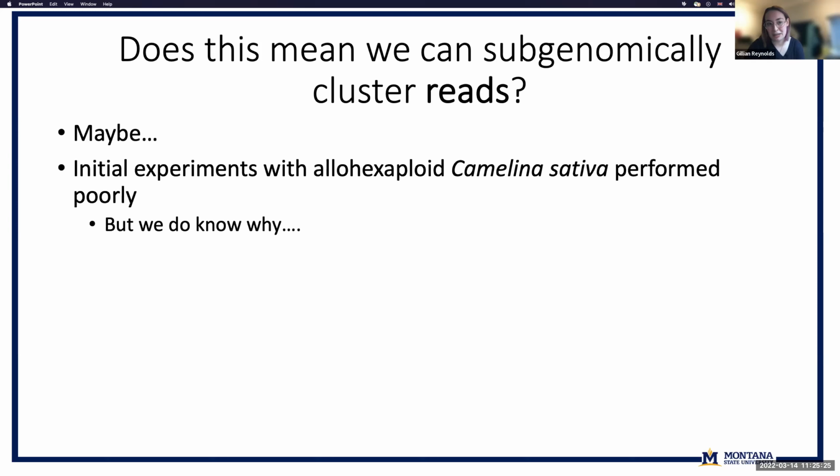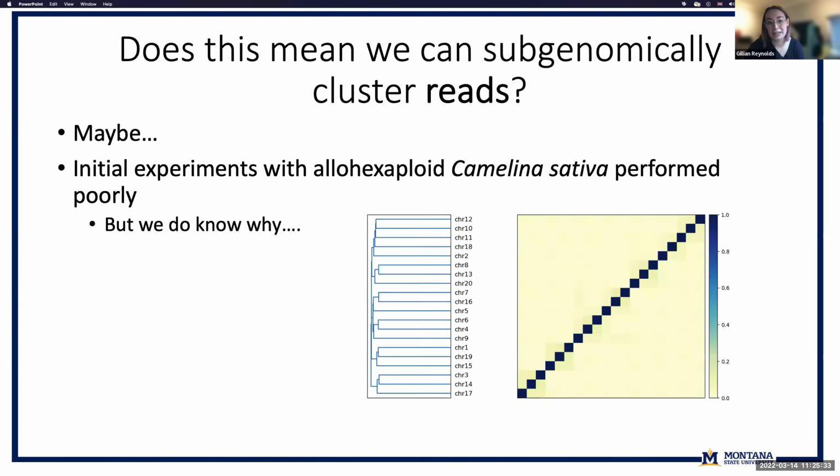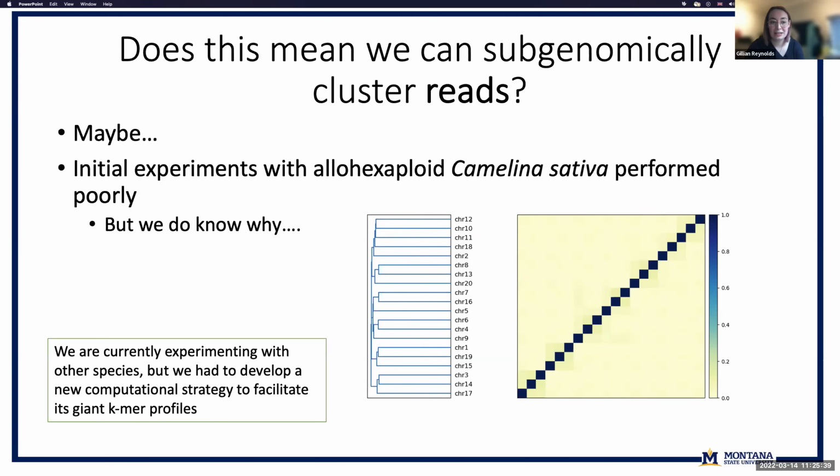Well, potentially maybe. I did some initial experiments with the allohexaploid Camelina sativa, and it performed poorly, but we do know why: when we give it to Sourmash, it doesn't actually subgenomically cluster. Potentially this is because it has a low repeat content, but it also has a very poor assembly. And again, you collapse those repeats with a poor assembly. So if it is the repeats driving the subgenomic clustering, maybe we just don't have enough of those.